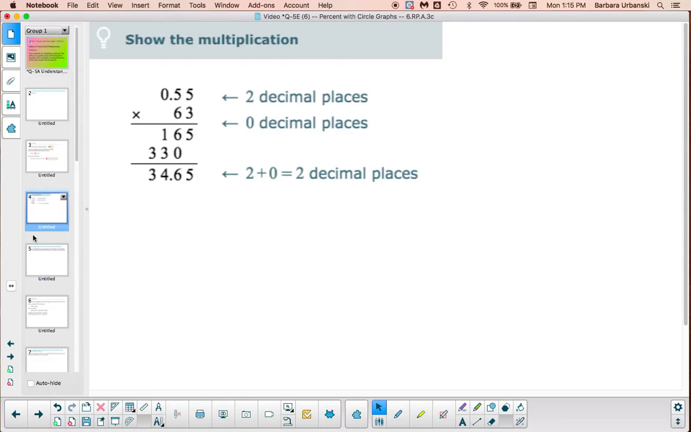Here's an example of how you would do your multiplication in case you forgot. You would stack your factors like you normally would and, ignoring the decimal sign, multiply, and then at the end you have to see how many decimal places you have in each factor, and that is how you would know that you would be moving it over 2, 4, 6 places. Here it's 2, so it'd be 34.65.